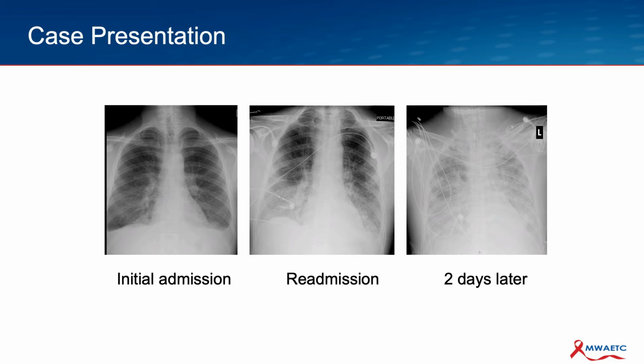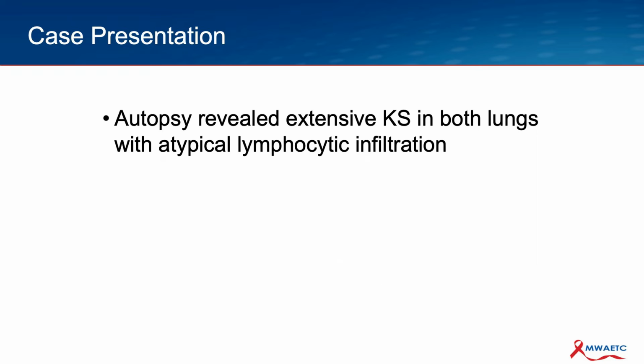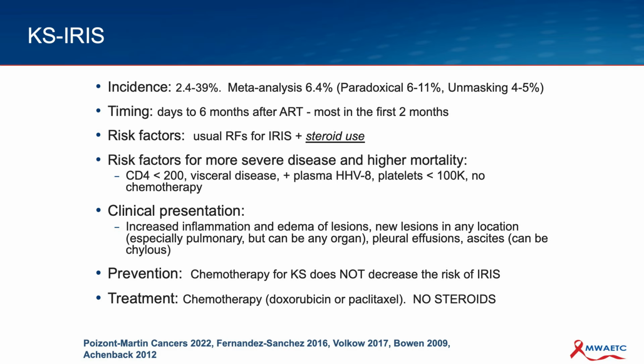This is his chest X-ray on his first admission. This is the chest X-ray on the day of his readmission. And this was just the day before he died. And he did have an autopsy, and it revealed extensive KS in both lungs with very prominent atypical lymphocyte infiltration of those KS lesions. So we think that he died of cryptic KS and a KS inflammatory reaction.